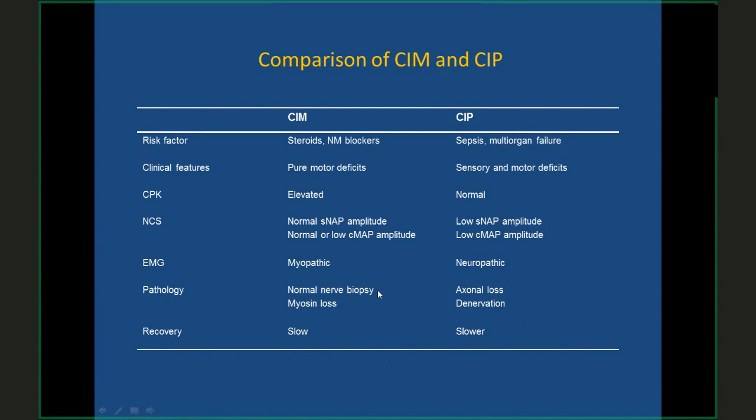For pathology, we usually don't do biopsy, but if you really want to, we'll see myopathic changes in muscle, muscle fiber degeneration, and myosin loss. This shows neuropathic changes. Recovery: critical illness myopathy is a little better than critical illness polyneuropathy. This one is slow, taking weeks or months. This takes much longer, a month or even years.